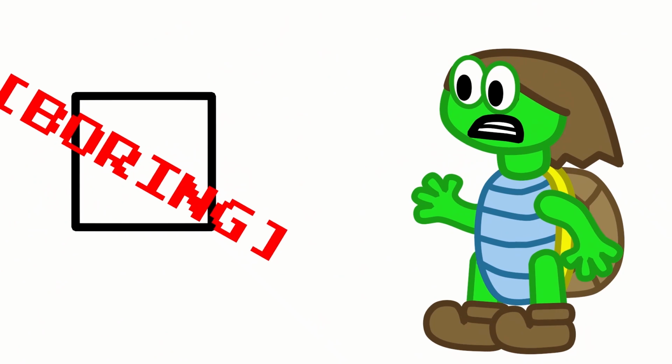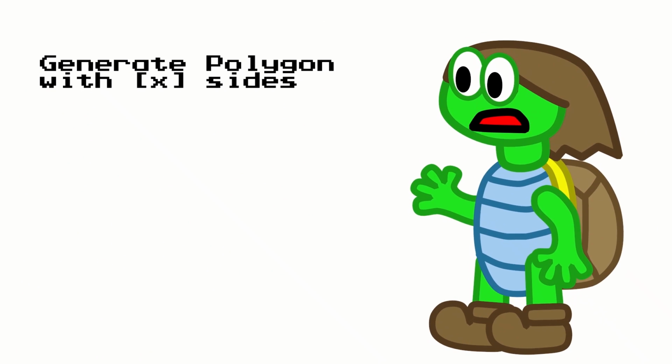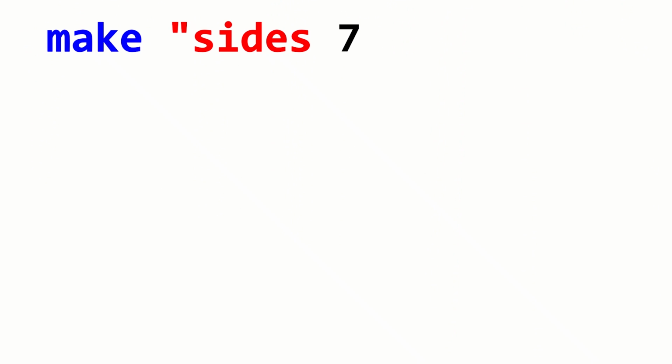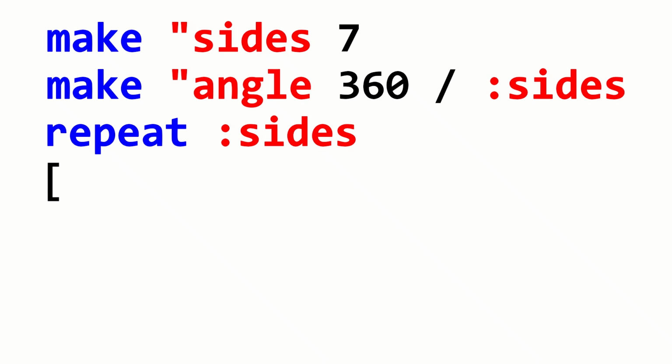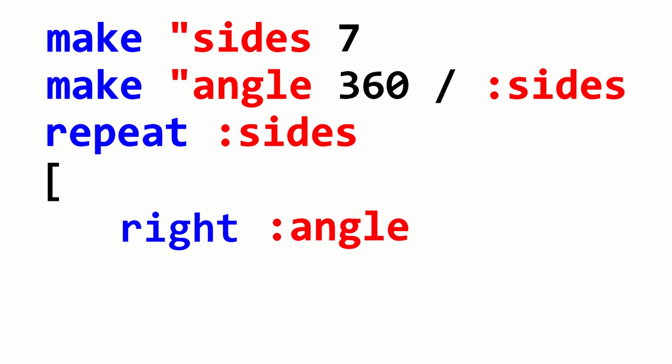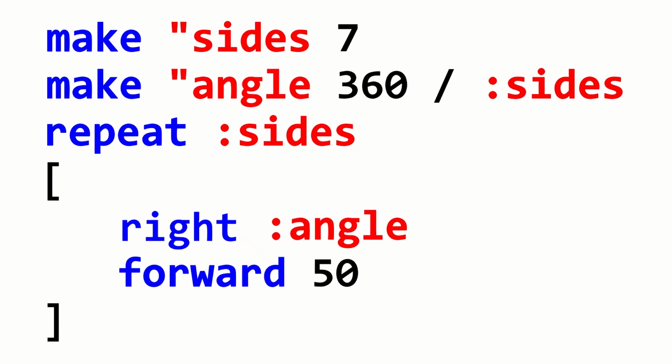Squares are boring though. I want a program that can make any kind of n-gon. Sure! First things first, we have a variable labeled sides, which contains how many sides the polygon has. This is used to calculate angle, which is how much the turtle needs to turn in order to create a completed polygon. It repeats sides many times, rotating right by angle, followed by going forward some. And then we have a polygon.